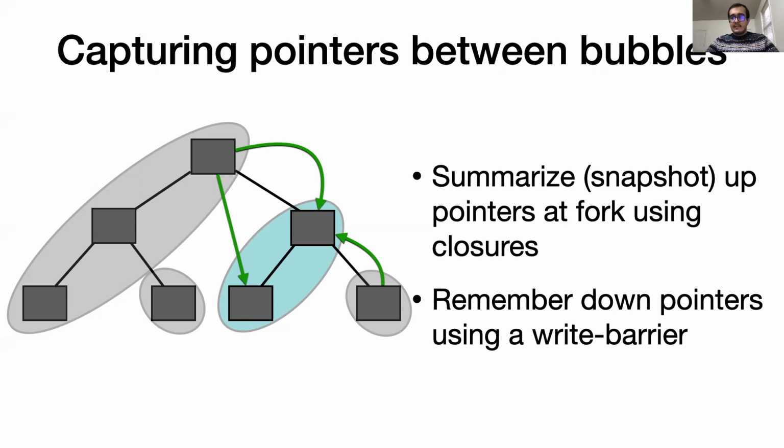The way we handle these is by preparing for these pointers ahead of time. At the time of fork, we would have copied the closure of that child and stored it. Everything that is reachable from that child's heap is reachable from that closure. So this closure is essentially a summary of up pointers from that heap. To handle down pointers, we use a write barrier. Each time a down pointer is created, we store it into a remembered set. So now with the remembered set, the closures and the program locations, we have all the pointers into the bubble and we just have to go and collect it.